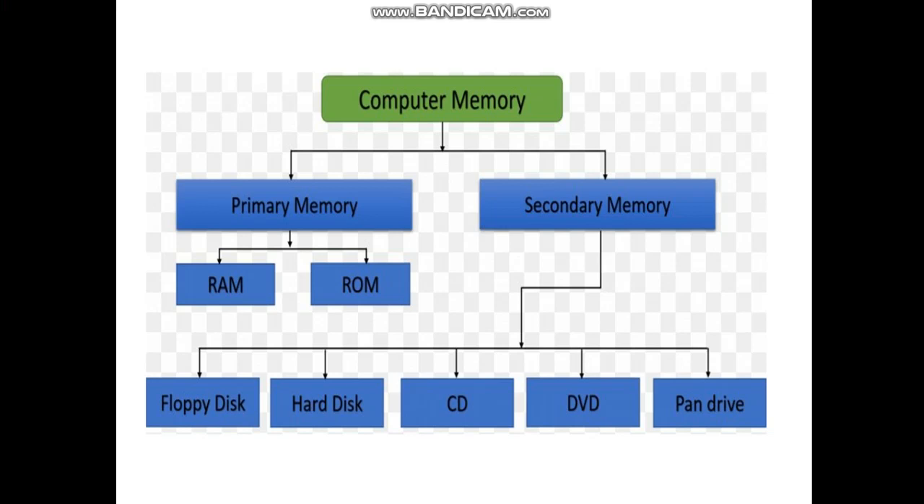So students, you can see the diagram of memory. The memory can be divided into two types, primary memory and secondary memory. Primary memory is the main memory of a computer and a computer cannot work without it. Primary memory is present in the computer. It is further divided into two types, RAM, random access memory, and ROM, read-only memory.